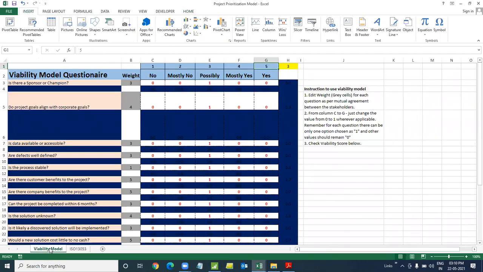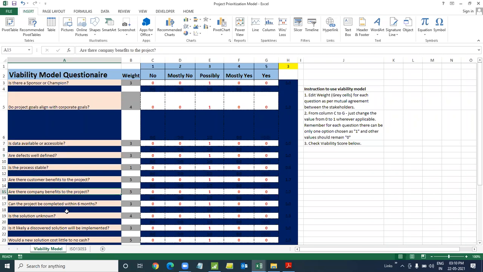Now, it's very simple. Read this instruction. We won't go over all these questions. Very, very simple. Say, is there a sponsor or a champion? Do the project goals align with the corporate goals? Is the data available? Are the defects well defined? Is the process stable? Are there customer benefits to the project?